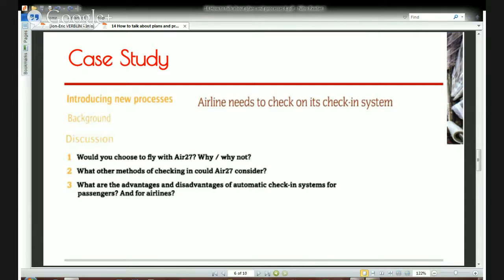Right, right. And also, Giuseppe, let me ask you, what do you think the inconveniences would be for the company itself, for the airline? For the passengers, maybe it's impersonal, maybe they have to pay for everything, but what about for the airline itself? What about for Air 27? What's the disadvantage of an automatic check-in system like electronic tickets? Could there be any disadvantage there?